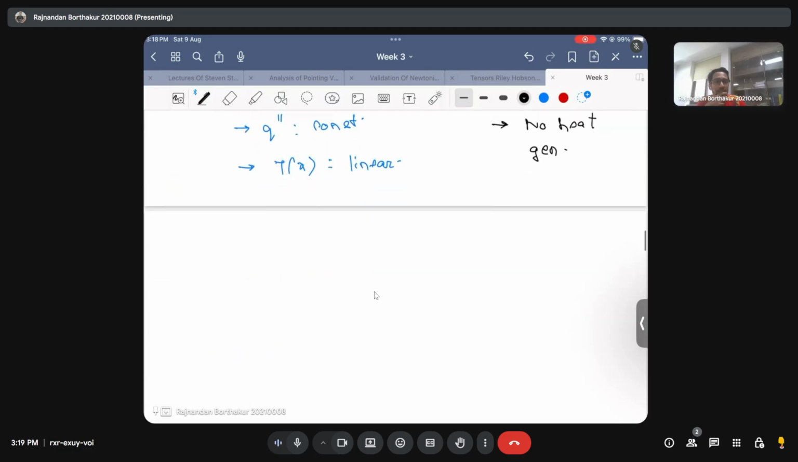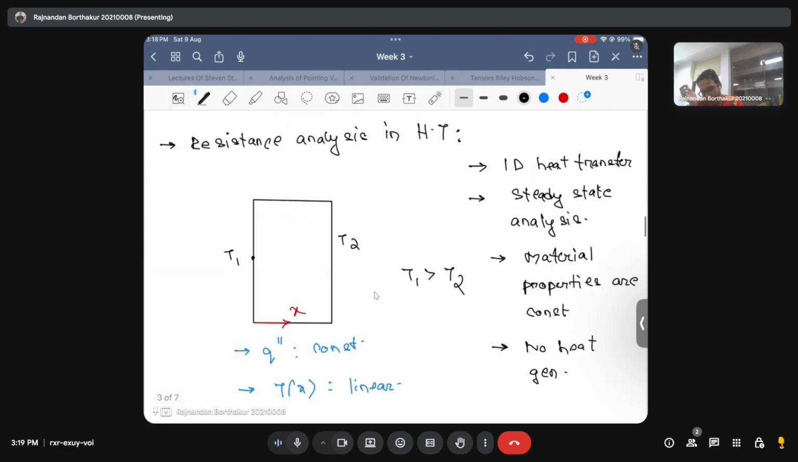So in that context, if you need to calculate the heat flux or the rate of heat transfer, the first and foremost thing that we have seen is that we can use the heat diffusion equation. But there is an easier way, or a more effective way, I would say, of calculating the rate of heat transfer given these assumptions, by using something which is known as resistance analysis.